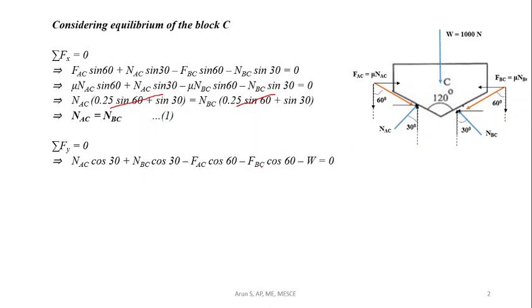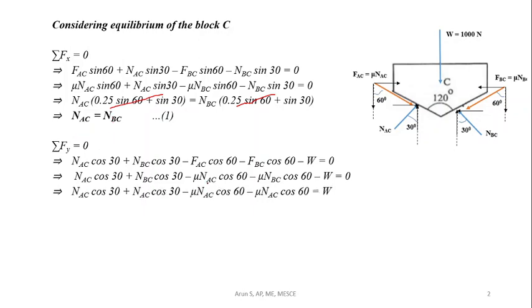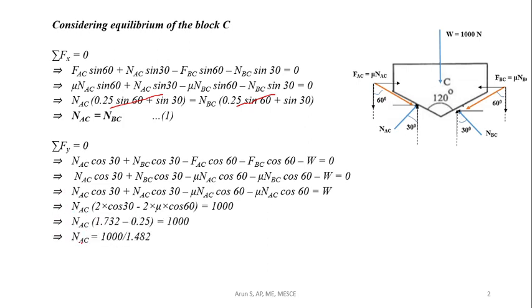Then FAC is mu into NAC, FBC is mu into NBC, substituting. Then with mu equal to 0.25, NAC equals NBC from equation 1, so substitute. The only unknown value is NAC, and mu is 0.25, substitute. Finally, we can find out NAC to be 674.76 N/m. Let this be our equation number 2.